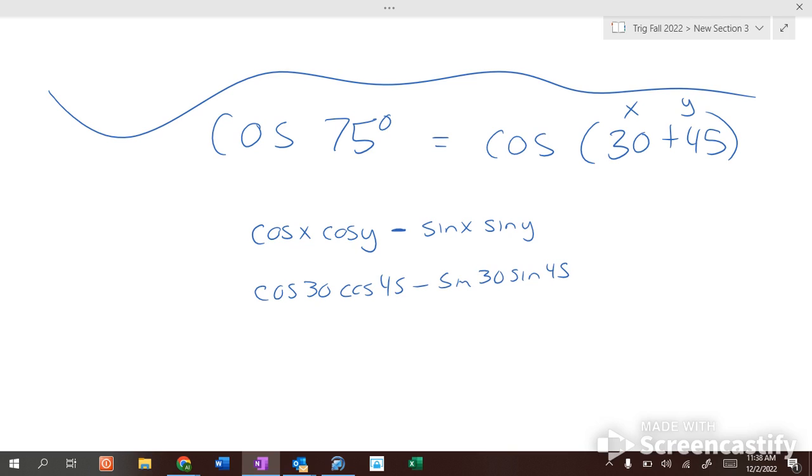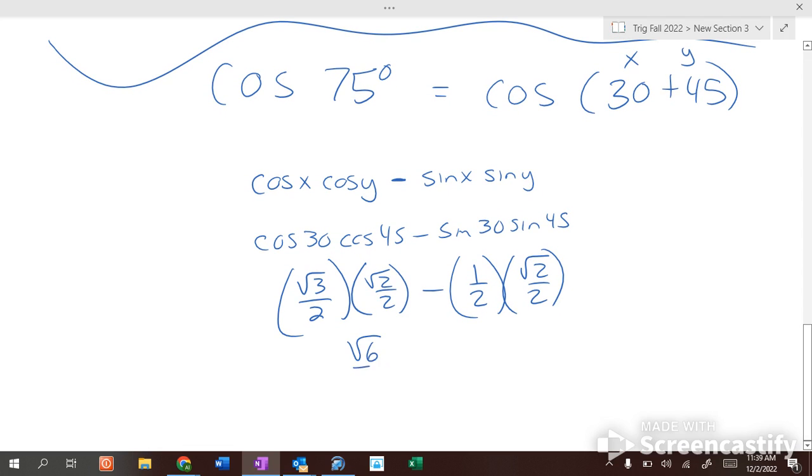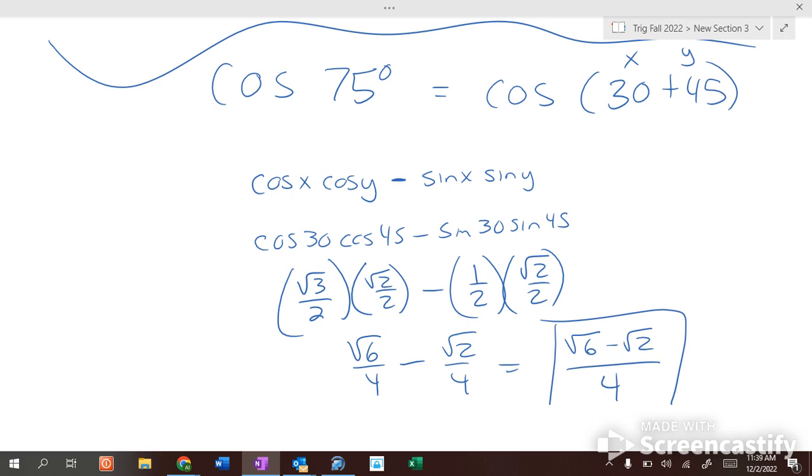Looking at your unit circle, what is the cosine of 30 degrees? Square root of 3 over 2. What's the cosine of 45 degrees? Square root of 2 over 2. What's the sine of 30? 1 half. What's the sine of 45? So you get the square root of 6 over 4 minus the square root of 2 over 4, which is the square root of 6 minus the square root of 2 all over 4. That's the format I want your answer in.